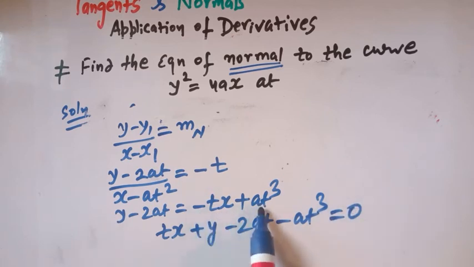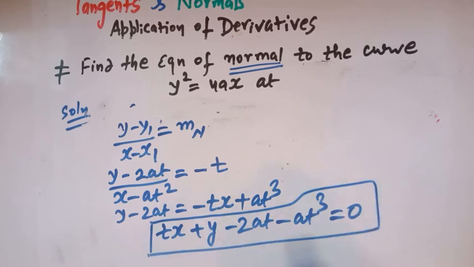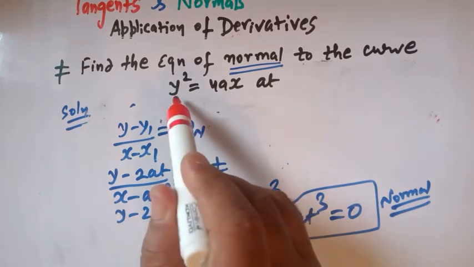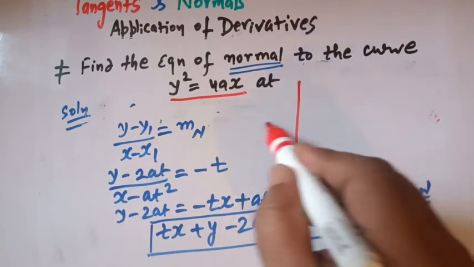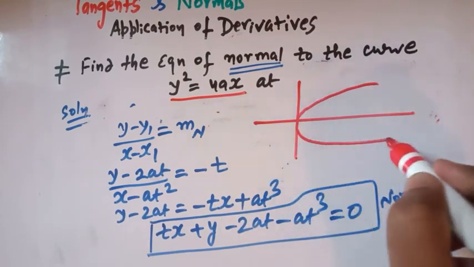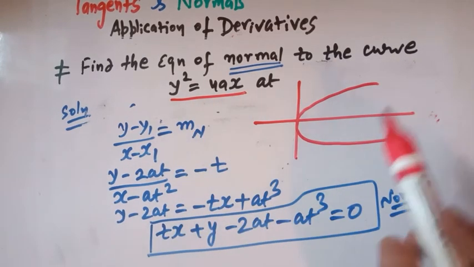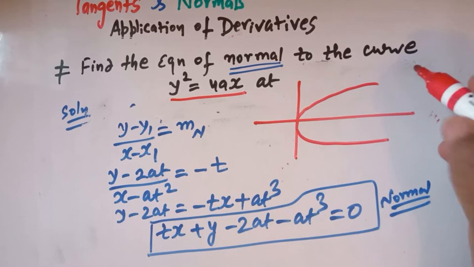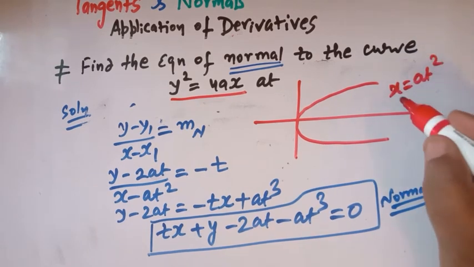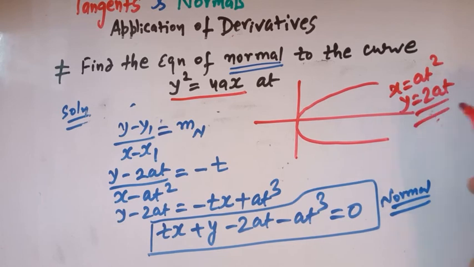We'll take these two terms to the left hand side. So we have this equation. So viewers, this is the equation of the normal. Clear? Here we have to note one thing, that this is the equation of the parabola. This is the well-known parabola, and x equal to at square and y equal to 2at are the parametric equations of this parabola. Clear?